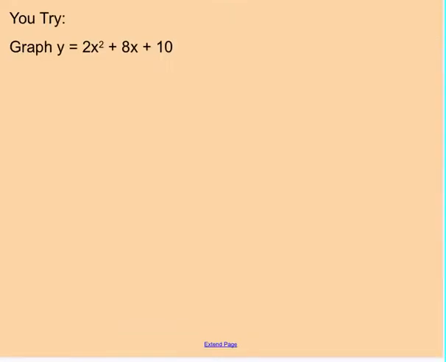And your U-try problem. Sorry, I'm noticing a graph is missing. I will get that on your notes for the Notability.